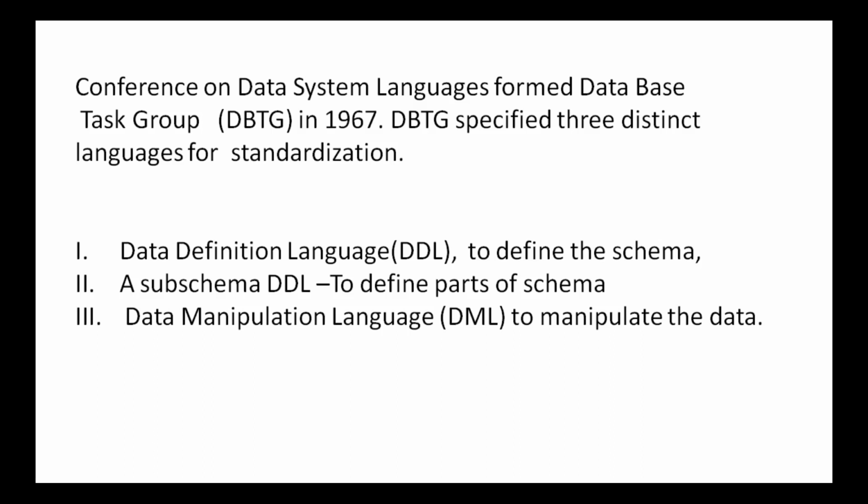What is DDL? DDL means data definition language, which is used to define the structure of the schema. Schema is nothing but the database. Database is nothing but interrelated tables. So in order to define the structure of a table, we use DDL commands. And subschema DDL means to define the part of the schema, the part of the database as seen by the application programmers. So to define the parts of the database, we use subschema DDL.